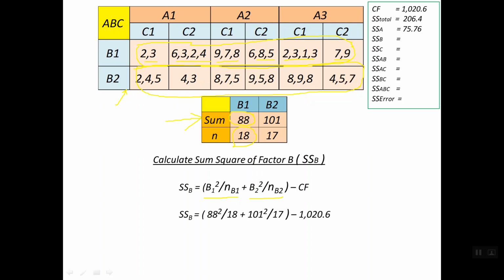So now we can substitute. This is the sum of B1. We square it. We divide it by the number of observations for B1. And this is the sum of B2 squared divided by the number of observations for B2, and this is simply the correction factor. So you can proceed and you will get the value of SSB to be 9.68.